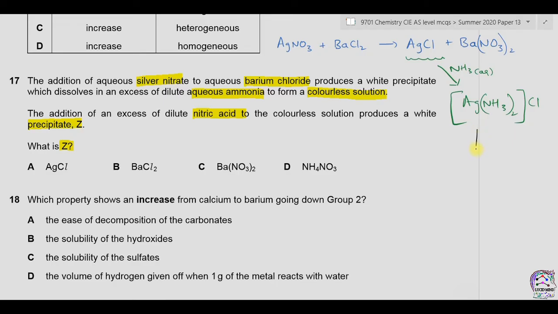It means let's just add HNO3 to this compound. We have ammonium nitrate and silver chloride. Now silver chloride is in the form of precipitate while ammonium nitrate is the soluble salt. So therefore option is A, silver chloride.